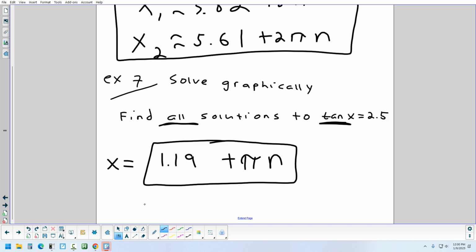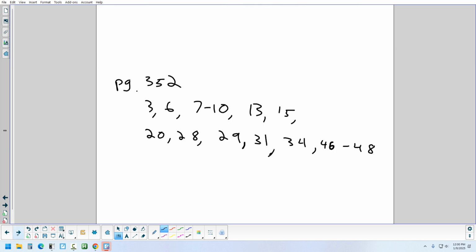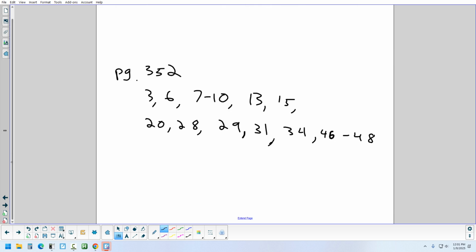All right, and that's 6.1. Okay, so let me just double check that. 3 and 6, those are just matching. 7 through 10, that's all on the calculator. You just have to write down a window.